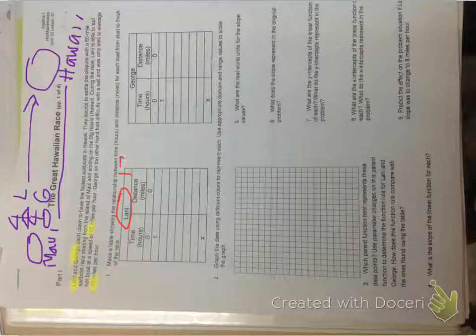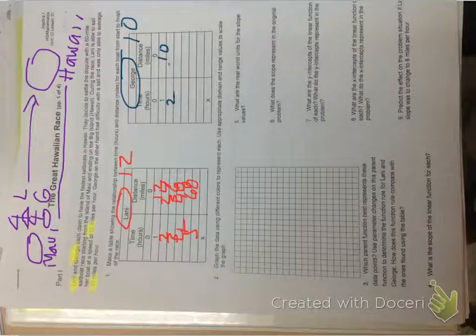So it's always easier to start with a chart. On our chart here, you can see Lanny. Lanny is going at 12 miles per hour, so if we make our chart, 1 times 12 is 12, 2 times 12 is 24, etc., until we fill out our chart. Now we stopped at 60 because that was how far the race was. Do the exact same thing with George, and you can see that he's going 10 miles per hour, so we fill out our chart, and it takes him 6 hours to get to 60 miles.